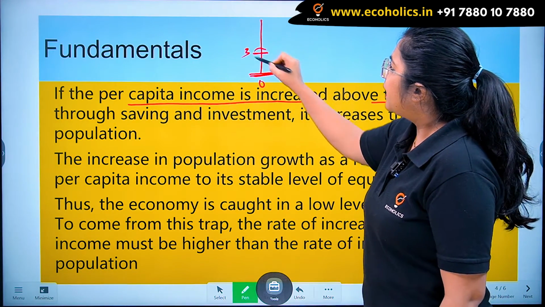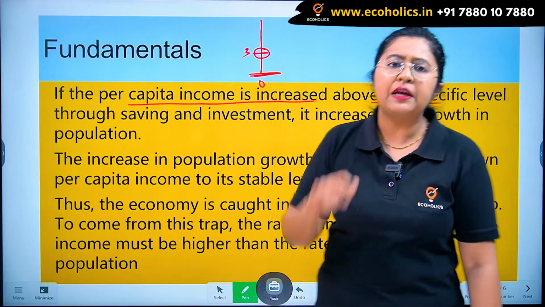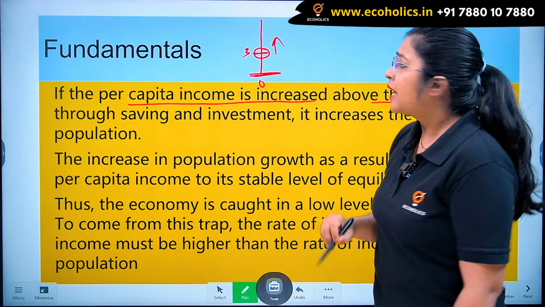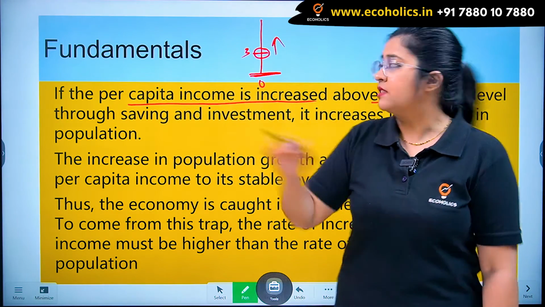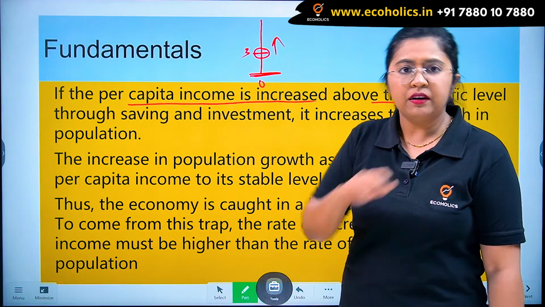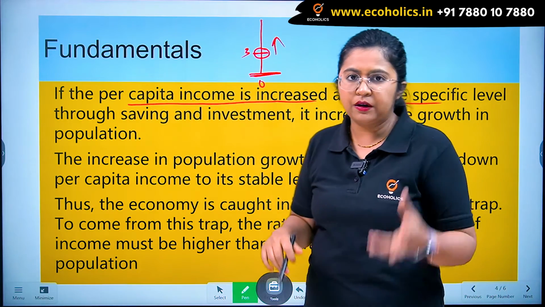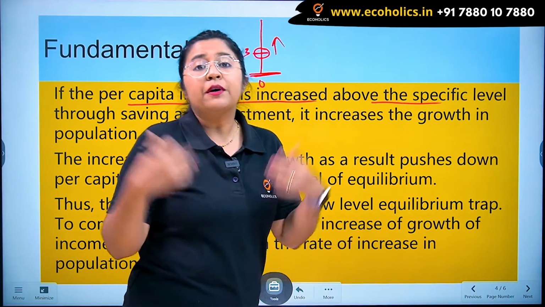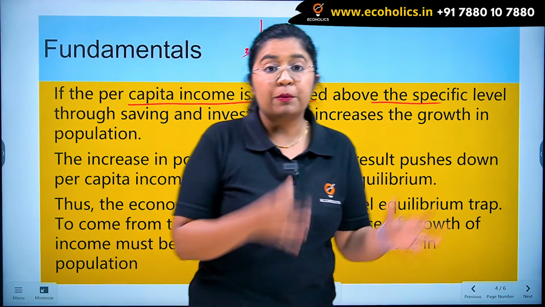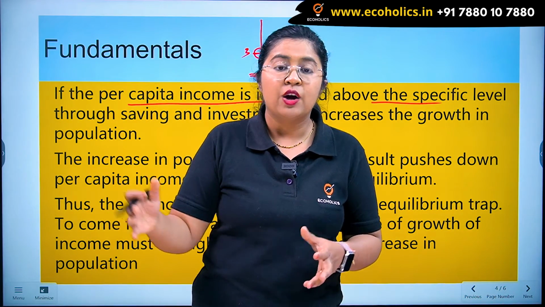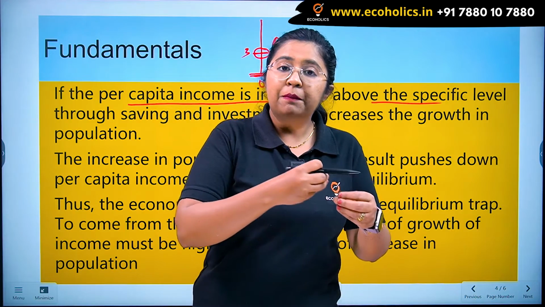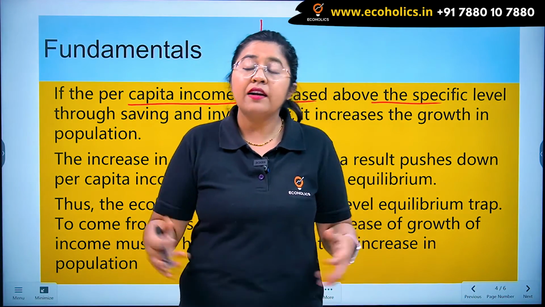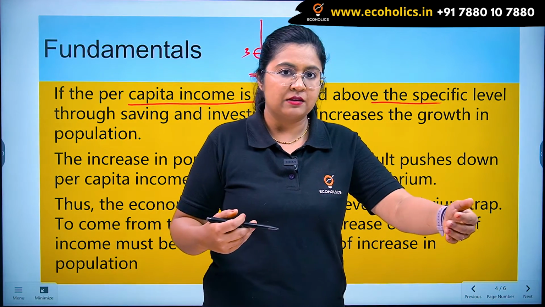Now if this is the stable equilibrium level of income, and the per capita income has increased beyond this particular stable equilibrium, what will happen? Because the income is increasing, the people who have this per capita income are now going to consume more things.